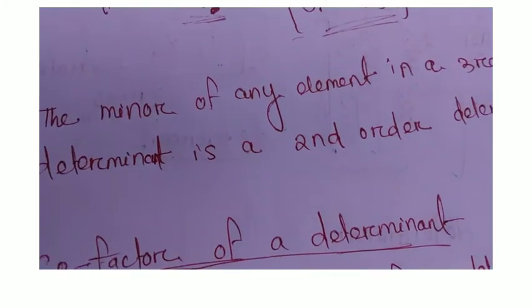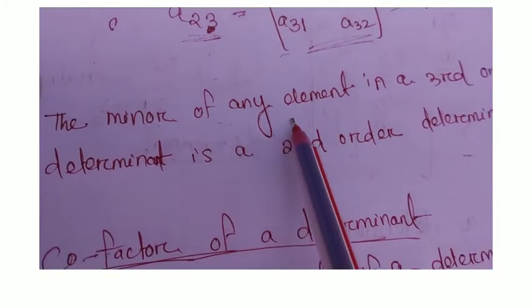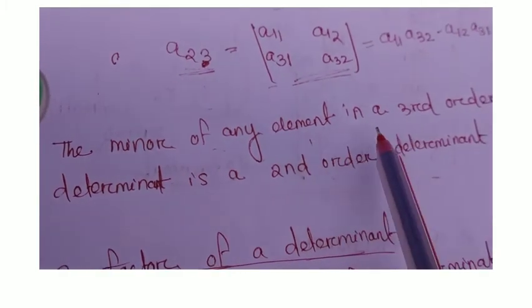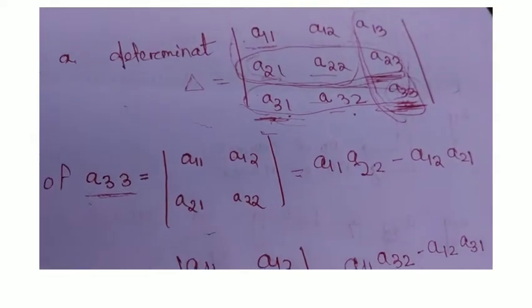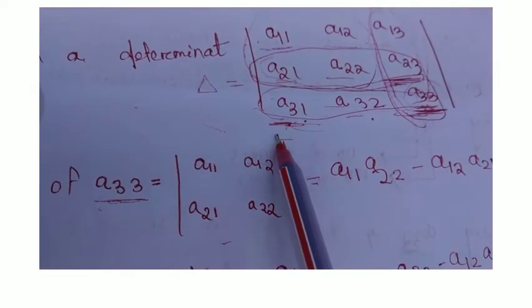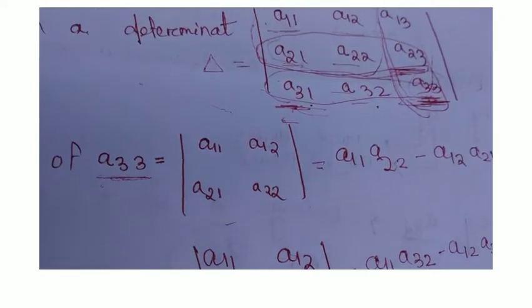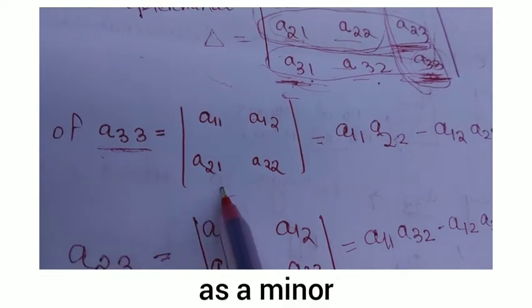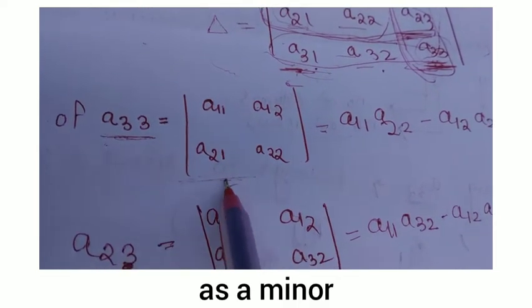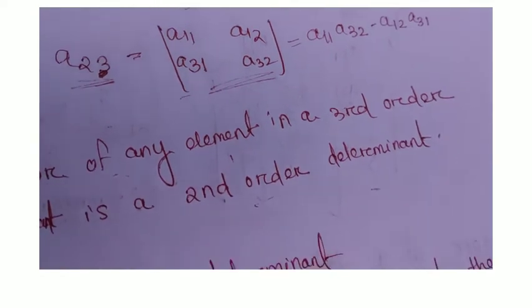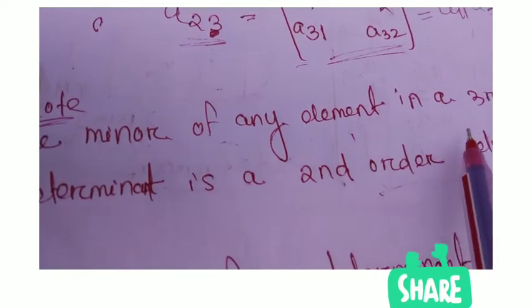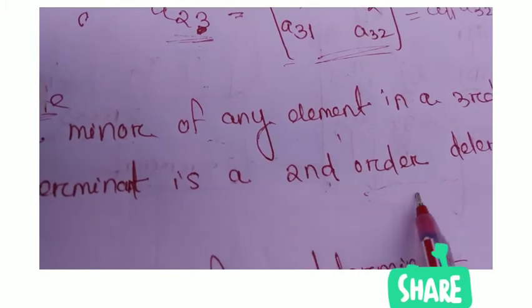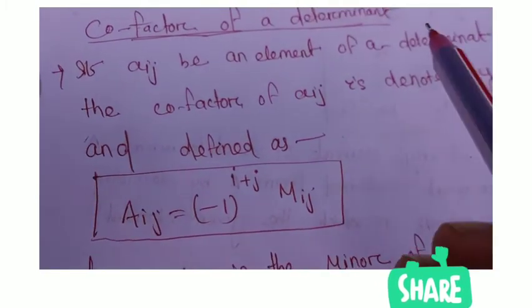Also, the minor of any element in a third order determinant is a second order determinant. Meaning in a third order determinant, we get this second order determinant. That is the note: the minor of any element in a third order determinant is a second order determinant. Then, cofactor of a determinant.